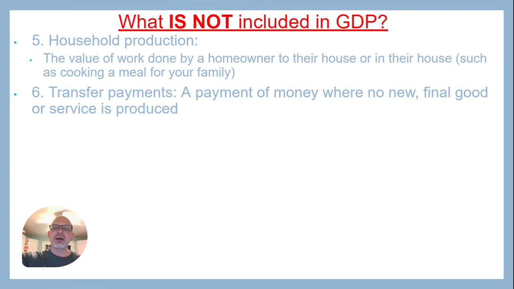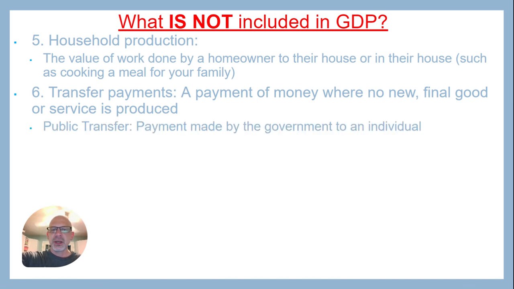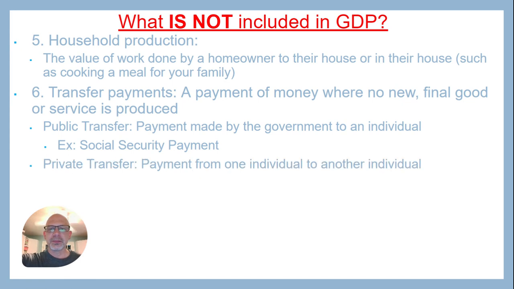Transfer payments are payments of money where no new final goods or services are produced. So money goes out, but nothing comes back in the form of new final goods or services. We have both public transfer payments and private. Public transfer payments is money that the government gives out. Payment made by the government to an individual, like Social Security payment, welfare payment, grants given to students to go to school, all that kind of stuff is a public transfer payment.